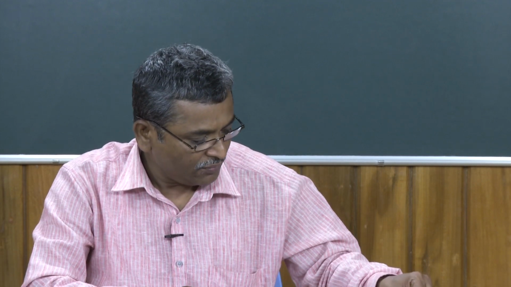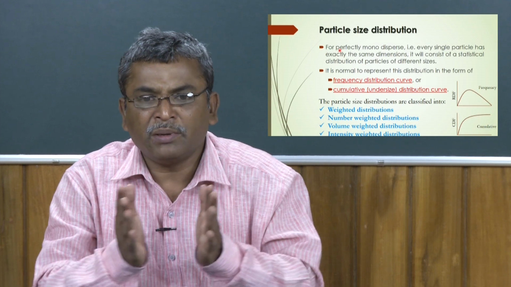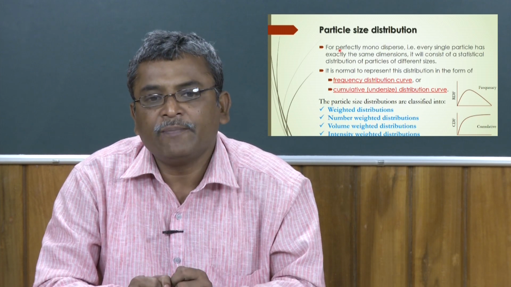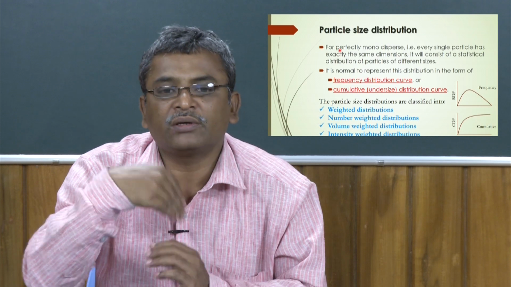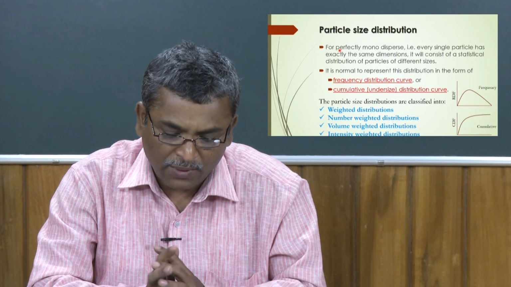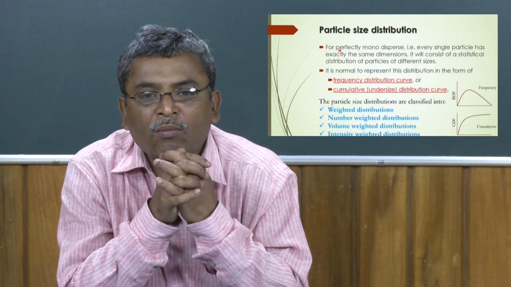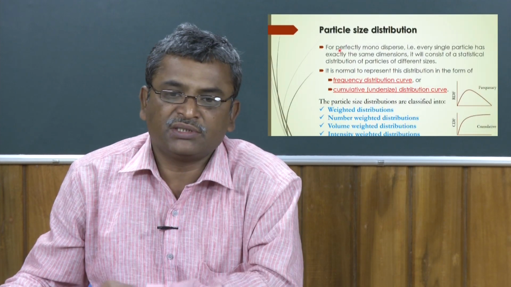If we make n number of classes, then in each class, within a maximum and minimum aperture, or you can say diameter range, you will get a certain y number or z number of particles. For perfectly monodisperse, every single particle has exactly the same dimensions. Otherwise, it consists of a statistical distribution of particles of different sizes. It is normal to represent this distribution sometimes in frequency terms and sometimes in cumulative terms.